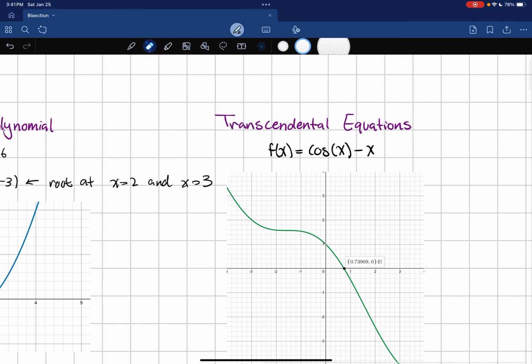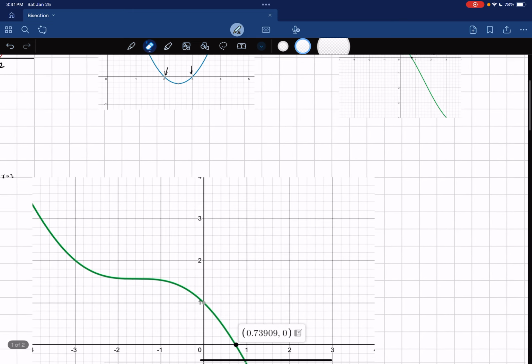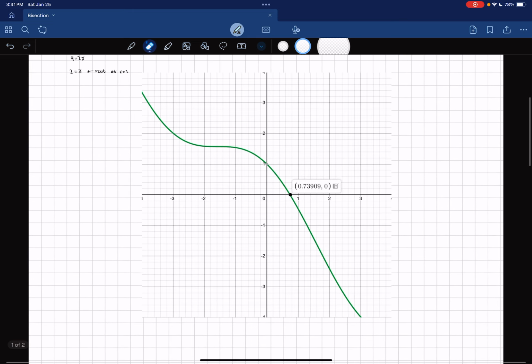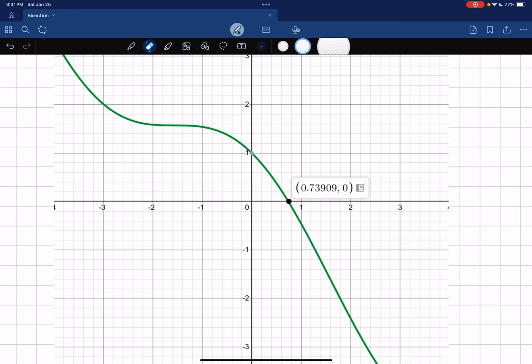Okay. Now, how does this so-called bisection work? Obviously, we're going to use the same graph for that, cos x minus x. And if you didn't know that this was a thing, let's say this wasn't here.